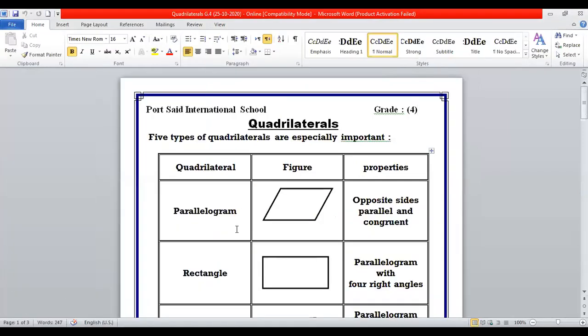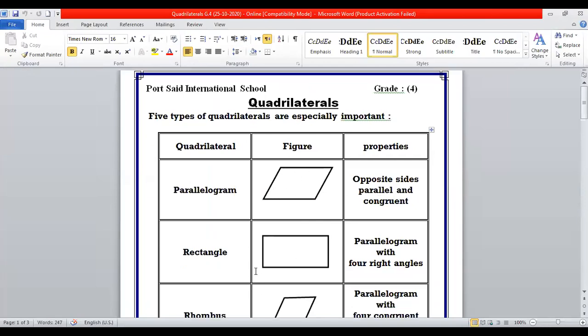Quickly again, this is the shape of the parallelogram. In the parallelogram, opposite sides are parallel and congruent, and also opposite angles are equal in measure. The rectangle is a parallelogram with four right angles. Like the parallelogram, opposite sides are equal in length and parallel, but the difference only in the rectangle is that there are four right angles.